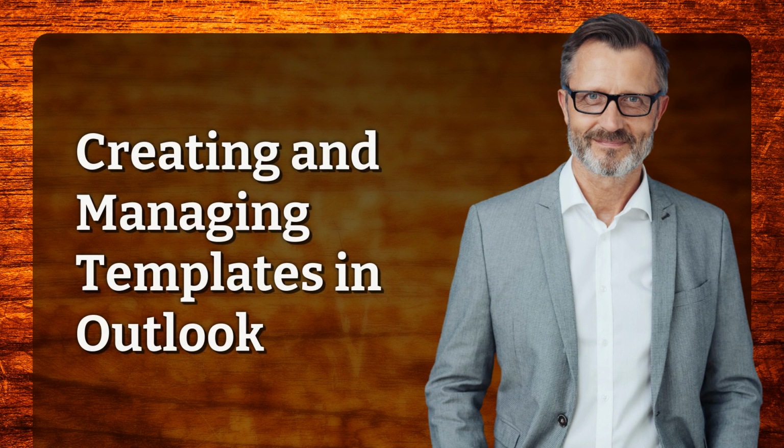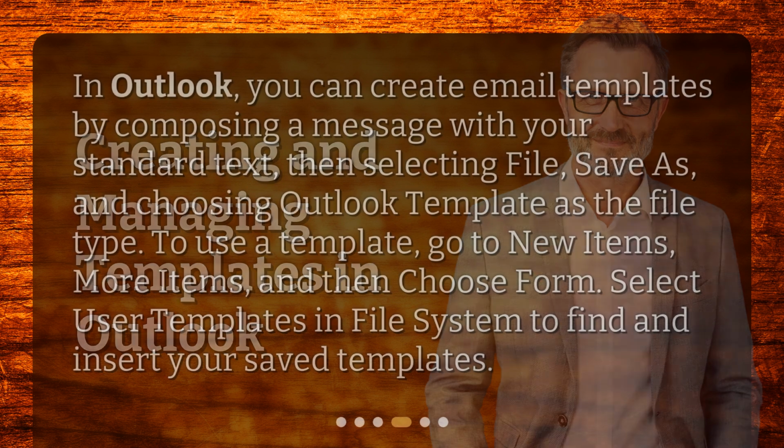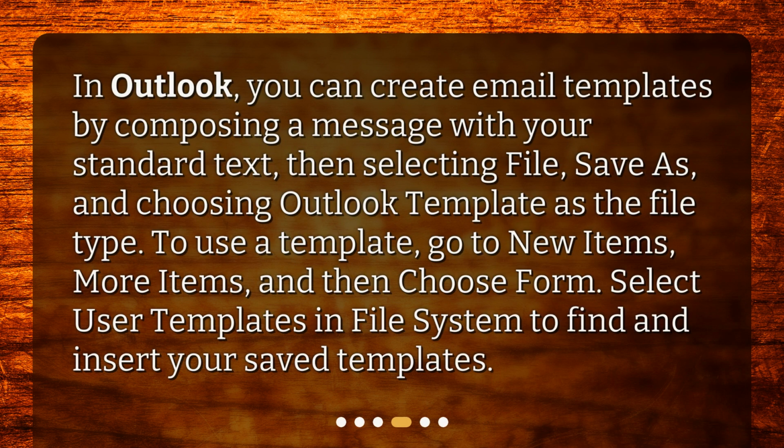Creating and managing templates in Outlook. In Outlook, you can create email templates by composing a message with your standard text, then selecting File, Save As, and choosing Outlook Template as the file type. To use a template, go to New Items, More Items, and then choose Form. Select User Templates in File System to find and insert your saved templates.